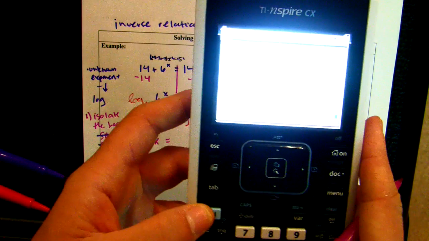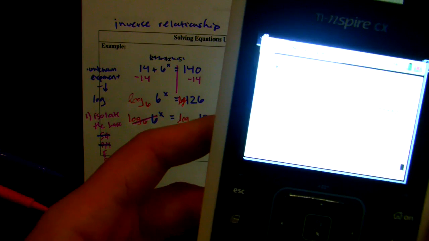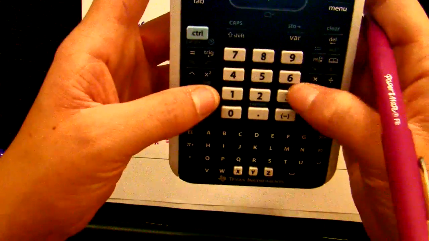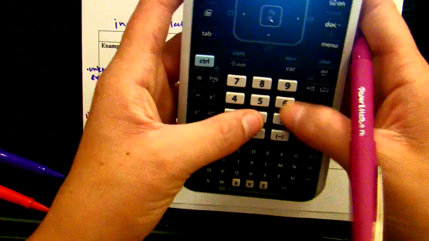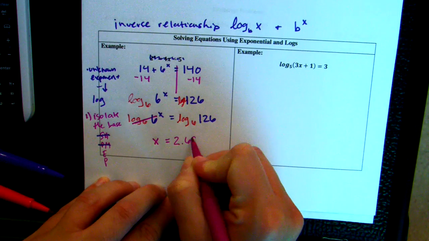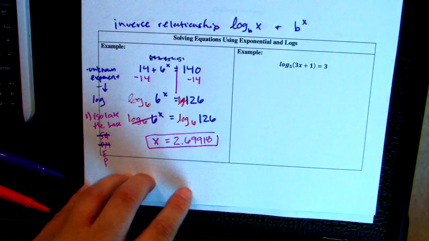We press Control, the log button. You can't see that, can you? Well, okay. And then I'm going to put log base 6 of 126, and that gives me 2.69918 as my answer for x.